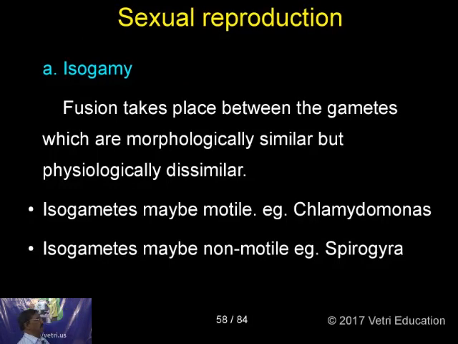Regarding isogamy, the fusion takes place between gametes which are morphologically similar. If you see the gametes, both are the same, but physiologically dissimilar, meaning one may function as male and another as female, which you cannot see outside. They look similar, so it is called isogamy. The gametes may be motile, moving from one place to another and fusing, and sometimes non-motile. Different examples are given: Chlamydomonas here, and non-motile Spirogyra.